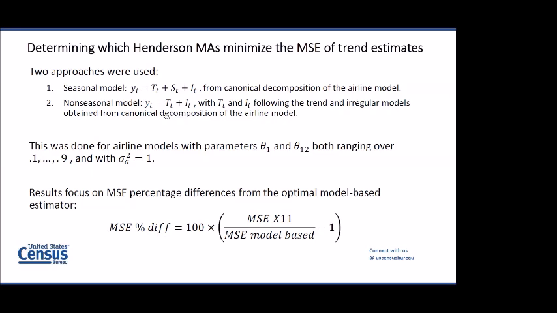And that's somewhat simpler, and I wanted to see how the results would compare. This was done for airline models with their non-seasonal and seasonal MA parameters ranging from 0.1 to 0.9 in increments of 0.1. The results here focus on the mean squared error percentage difference, defined as shown here. It's 100 times the mean squared error of the X-11 trend estimate or the Henderson trend estimate for the non-seasonal model over the optimal model-based estimate mean squared error, minus 1, so the percentage difference of these two.